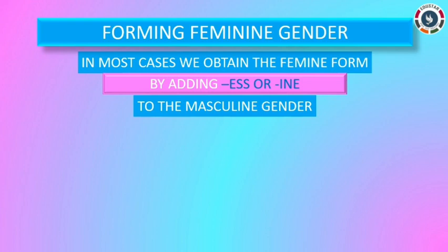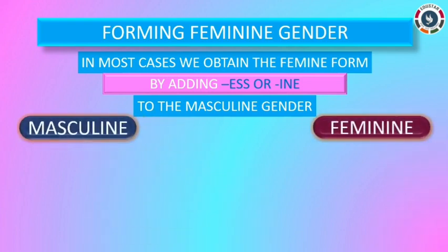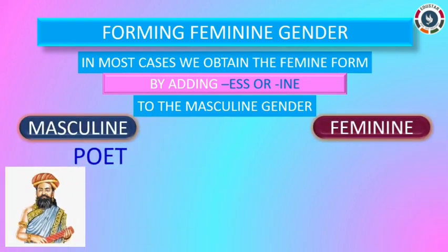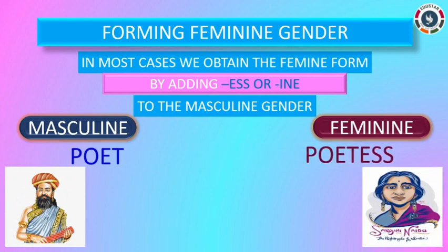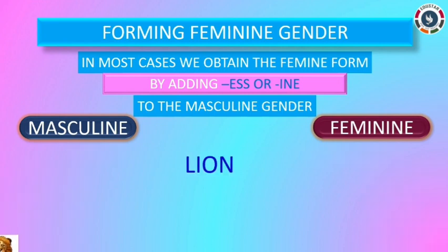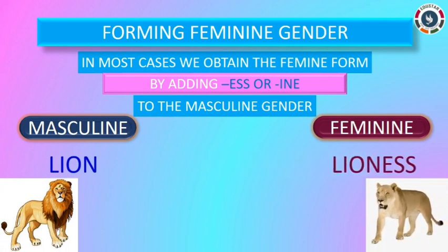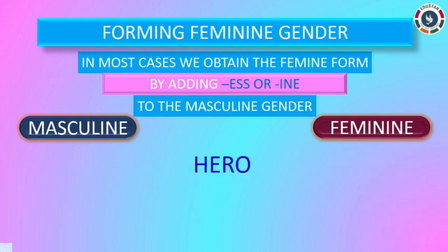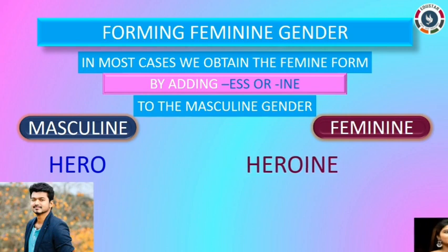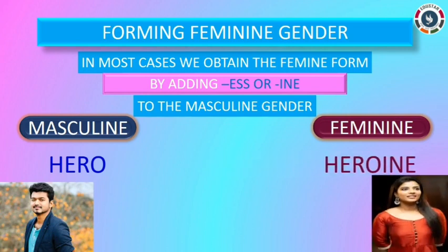For example, poet, poetess. Here, I add ess to make a feminine gender. Another example, lion, lioness. Here also, we add ess. One more example, hero, heroine. Here, I add ine to form the feminine gender.